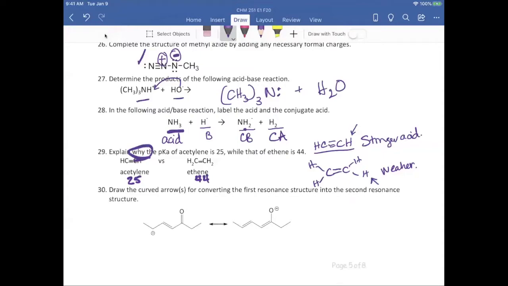So the correct answer to this question would be that acetylene is a stronger acid because the conjugate base is more stable. You can either say it has more S character, or you can say the electrons in the conjugate base are closer to the nucleus. You can say because the orbital is smaller, it's shorter, and so it's held closer. There are a lot of different ways you can explain it, but you need to state why it is a stronger acid. It is a stronger acid because the conjugate base is more stable, because the orbital has more S character, and the electrons are held closer to the nucleus.